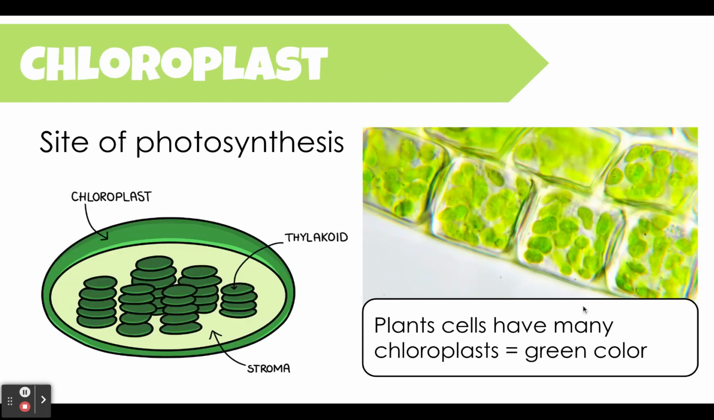So, where all of this is occurring is actually in the chloroplast of the plant cell. So, if we were to zoom in on a single plant cell, we'd see that plant cells have many, many chloroplasts.